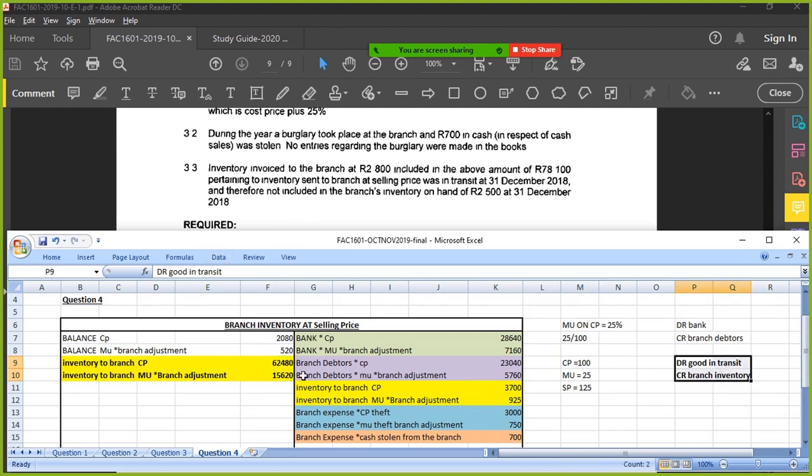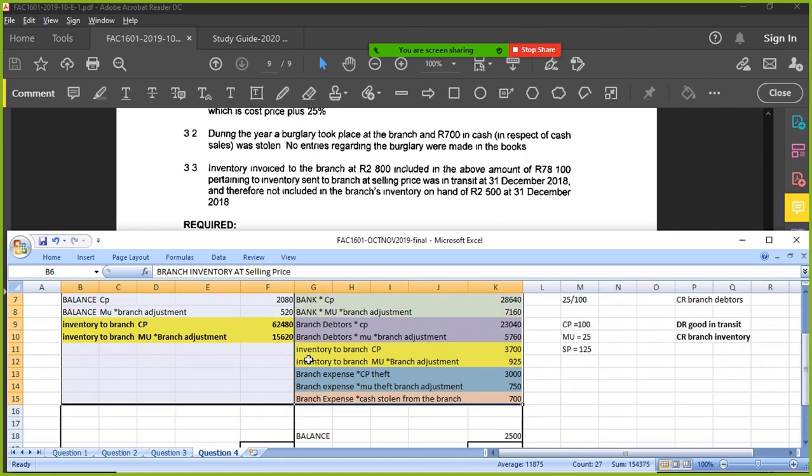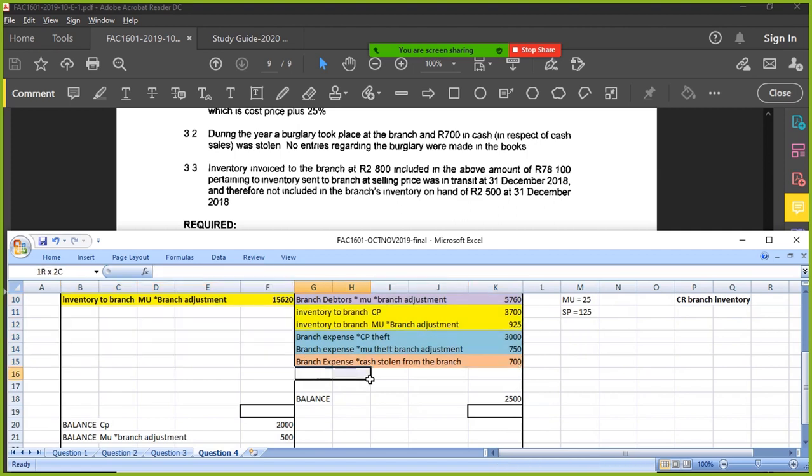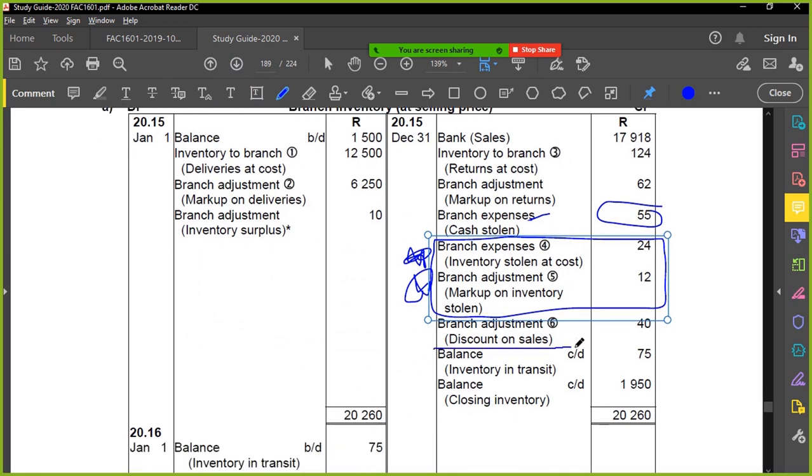So in order to show the goods in transit, you would have to reduce the branch inventory account and then show the goods in transit as a separate line item. Does that make sense? Yes. Okay. Right. I think we have seen that before, actually. Here. There we go. Inventory in transit. They show it here as a separate balance on its own, because that stock isn't going to be or hasn't been received yet, if that makes sense.